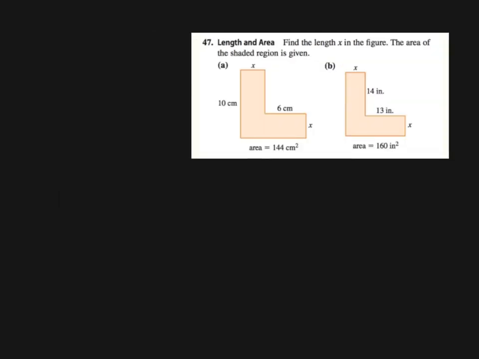I don't want to spend too much time here, but it says find the length x in the figure. The area of the shaded region is given. So you have these L-type pieces. So we're dealing with an area, but there is no such thing as an area formula for an L. So I guess what we'll do is look at these pieces in terms of two rectangles. So you can either look at it as a rectangle right here by this one, or we can also look at it as a rectangle like this by this one. And it really is six of one, half a dozen of the other. It's just personal preference, however you want to work this.